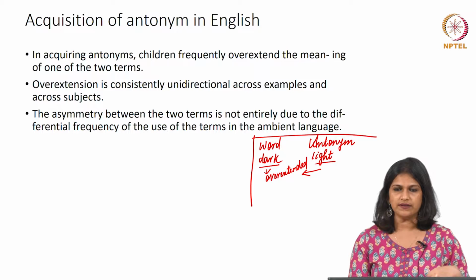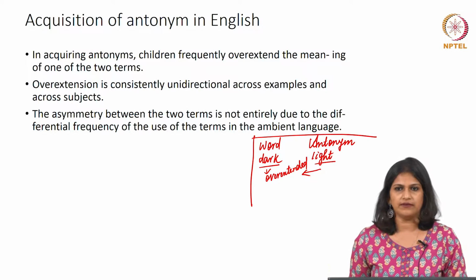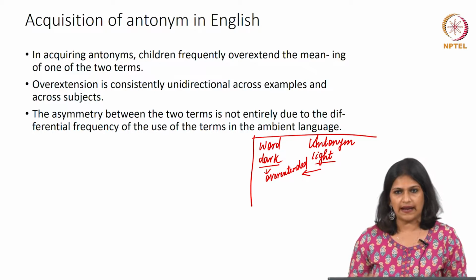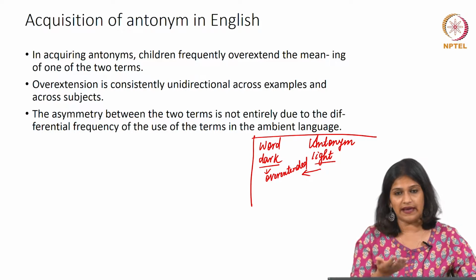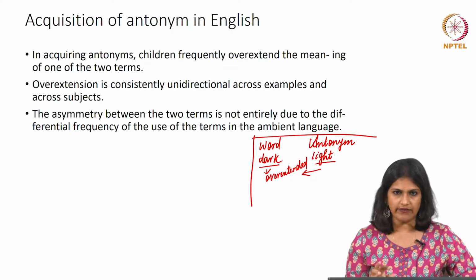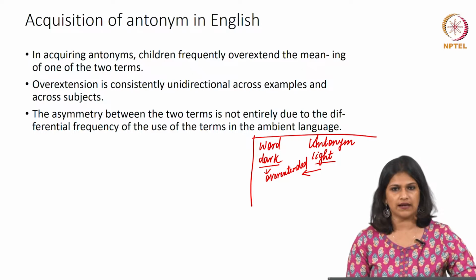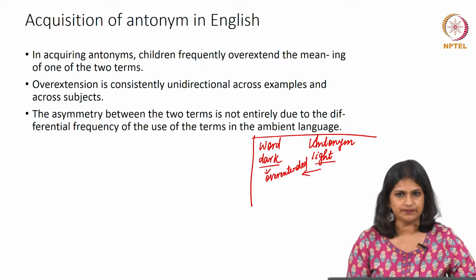The child acquires dark first, then tries to find out the antonym of dark, which is light, or she will first acquire light and then eventually she will get to know that the antonym of light is dark. So, it never happens that the child is acquiring both the things at the same time. So, one example that Clark's study would talk about is the word after.